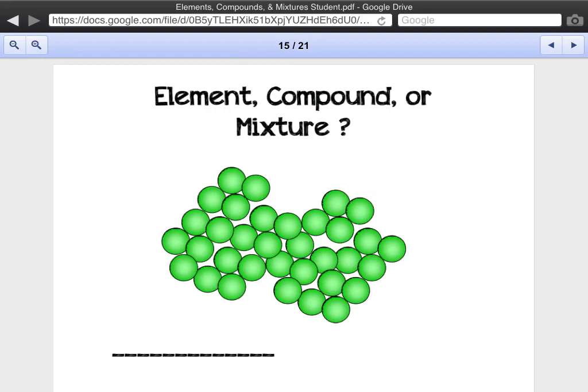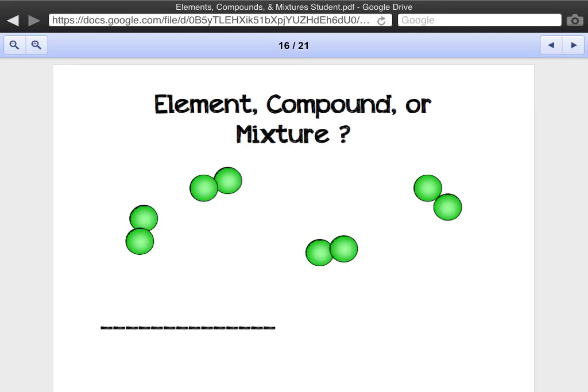If you chose element, you are correct. This is just a load of atoms in the same element. Do you think this diagram is representing an element, a compound, or a mixture? If you said element, you are correct. They may be molecules, but they are the same, so they are an element.